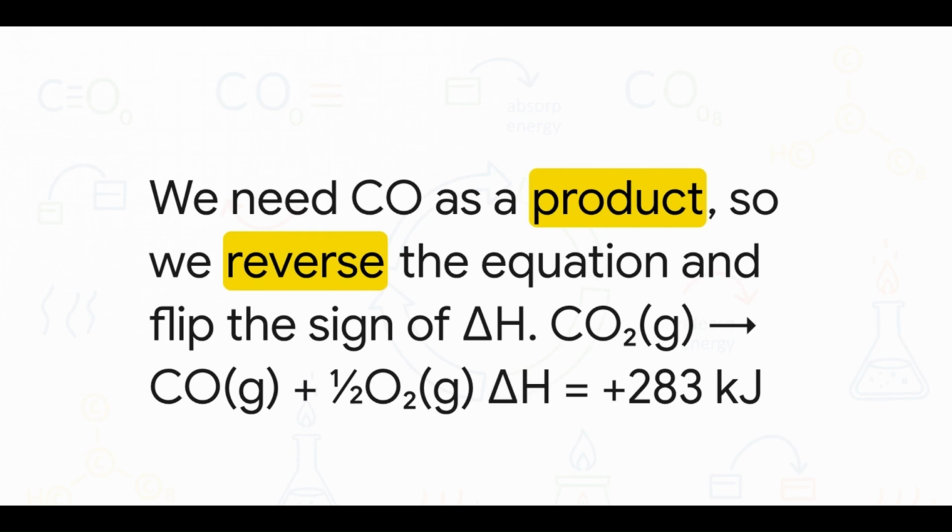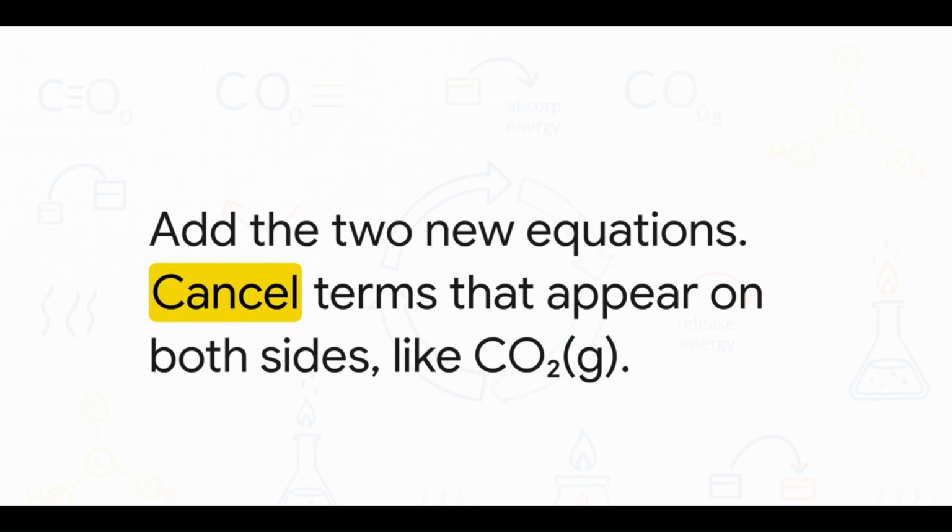And here is the most important part. When you reverse a reaction, you have to flip the sign of its enthalpy change, so that negative 283 becomes a positive 283. Don't forget that bit. And now for the really cool part. We just add our two new equations together. And look, the carbon dioxide appears on both sides, so poof, they cancel each other out. And 1 mole of oxygen on the left minus half a mole on the right leaves us with just half a mole on the left.